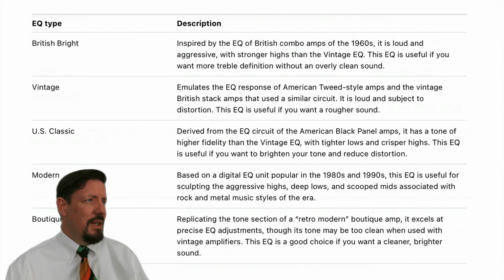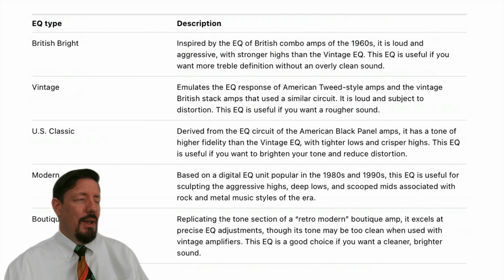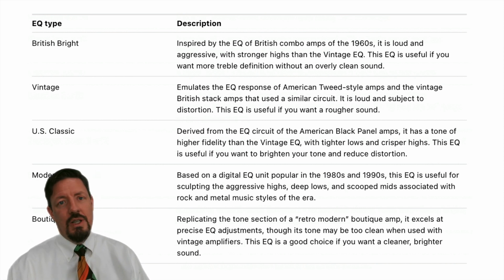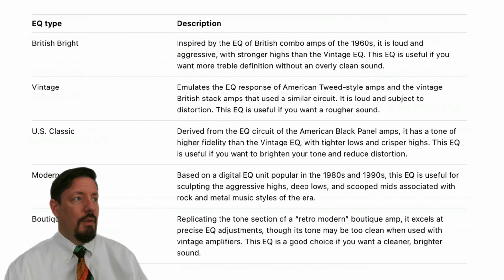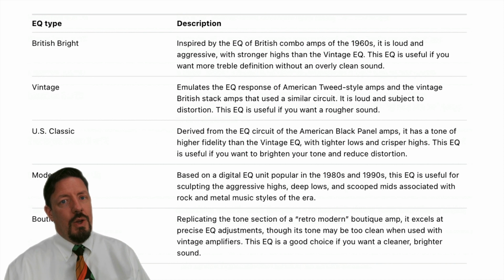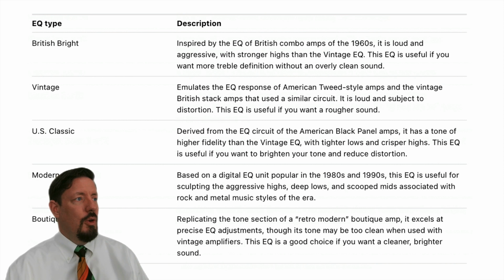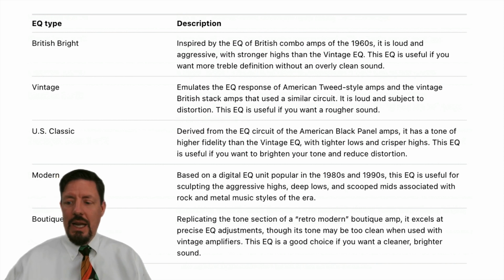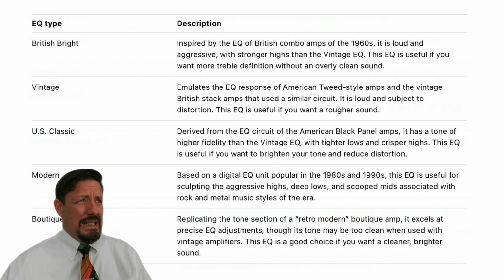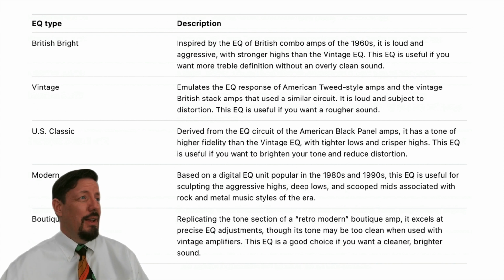So for instance, the Boutique at the bottom, it's like the tone section of a retro modern boutique amp. It excels at precise EQ adjustments, though the tone may be too clean when used with a vintage amplifier. So you can go through and read all of those. The Modern one is a digital EQ, although honestly they're all digital EQs. All that means is that it's modeled after a specific digital EQ unit popular in the 1980s and 90s. I have my guesses, but each of these really are just kind of different.